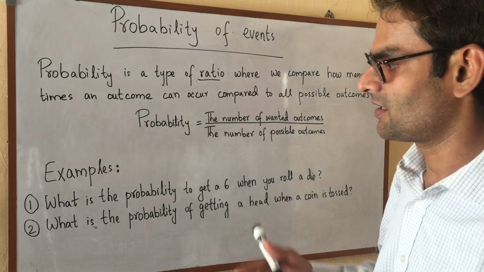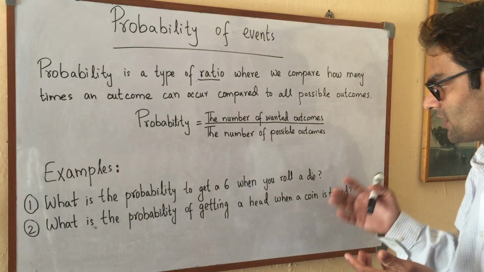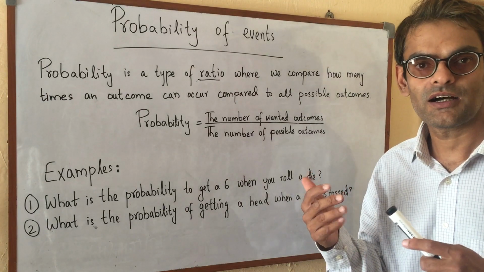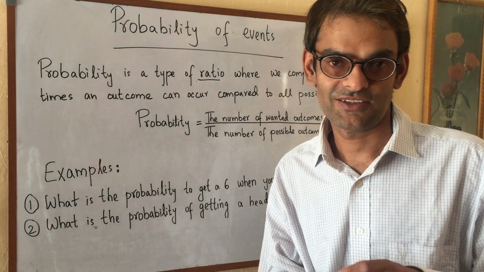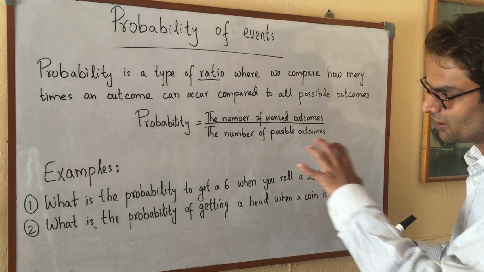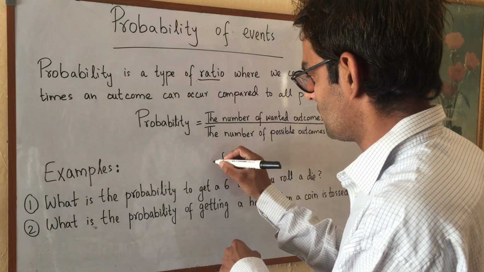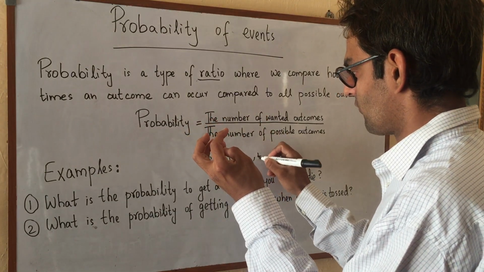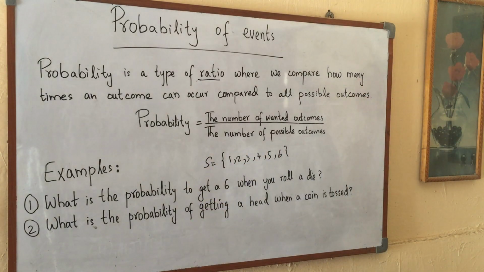So let's take some examples for better understanding. What is the probability of getting a 6 when you roll a die? I know in this COVID season you are playing Ludo, most of the students. I'm not good at playing Ludo, but I know a little bit. So what's the number of possible outcomes? We make the sample space: 1, 2, 3, 4, 5, 6. These 6 numbers are possible.